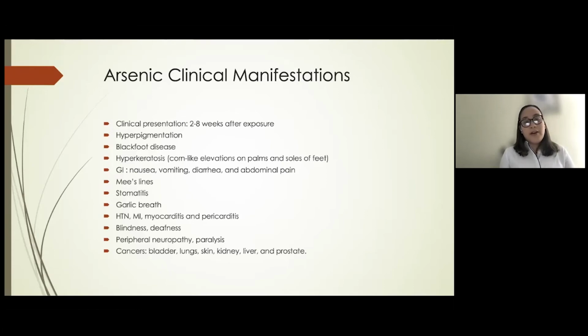Hypertension and myocarditis and pericarditis, you can refer back to the previous slide. And in very severe cases, blindness, deafness. Peripheral neuropathy is another huge one for arsenic. So patients with peripheral neuropathy, you want to run a toxic element panel and make sure you're following up on that. And cancers, right? Bladder, lung, skin, kidney, and prostate.